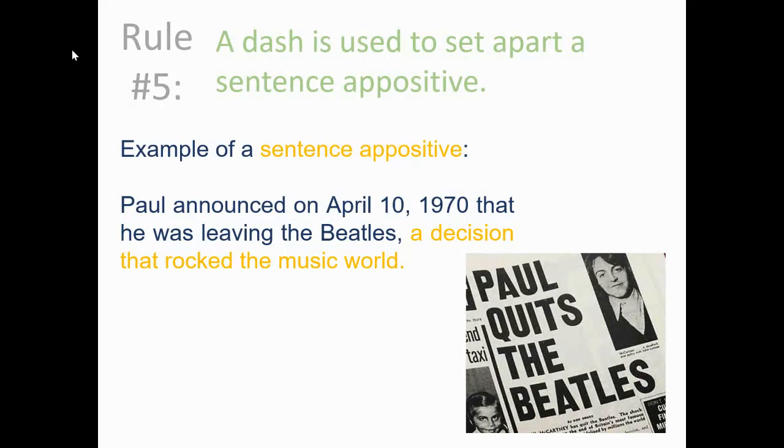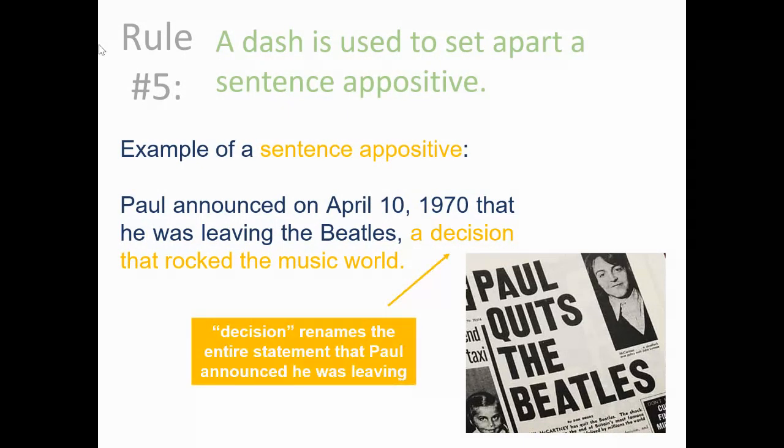If I want to make a sentence appositive, it's a little different. If I said, Paul announced on April 10th, 1970, that he was leaving the Beatles, a decision that rocked the music world. Well, what I've created here is an appositive, like decision, but it's not renaming one single noun in the main sentence. Decision isn't renaming Beatles. Beatles aren't a decision. April 10th is not a decision. Paul is not a decision, but it's renaming the entire sentence. It's renaming the fact that Paul announced that he was leaving. So therefore, it's an appositive of the entire sentence.